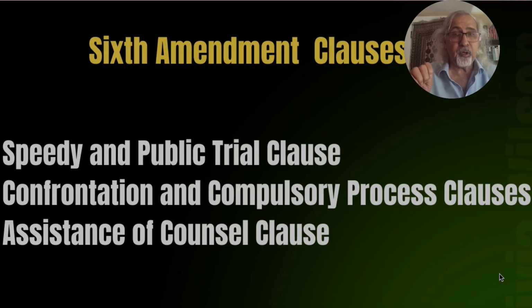Confrontation and compulsory process clauses. Confrontation is that you have the right to confront witnesses against you, right, through your lawyer, right? And compulsory process is that you are also allowed to bring witnesses in your defense. And assistance of counsel clause, that you have the right to an attorney. Now remember, this was initially only available on the federal level, and then when we discuss court cases, you'll find out when the court selectively incorporates it at the state level. So the Sixth Amendment is primarily about the rights of the defendants.